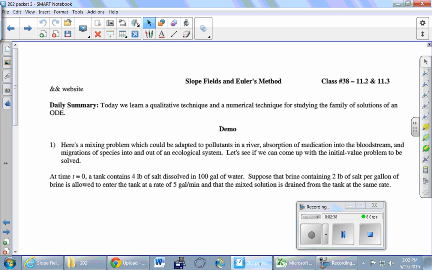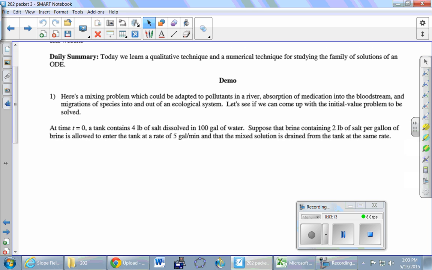Okay, so we're on the top of page 68. We'll start with the daily summary, and can we go to Zach? So remember, ODE is ordinary differential equation. We'll go to Seamus for 1. Kevin?